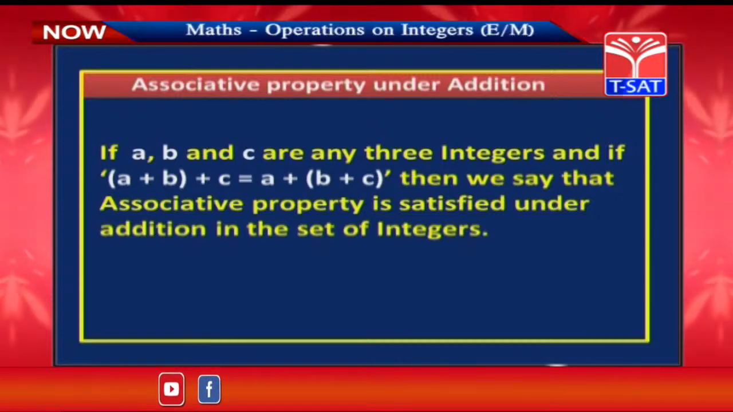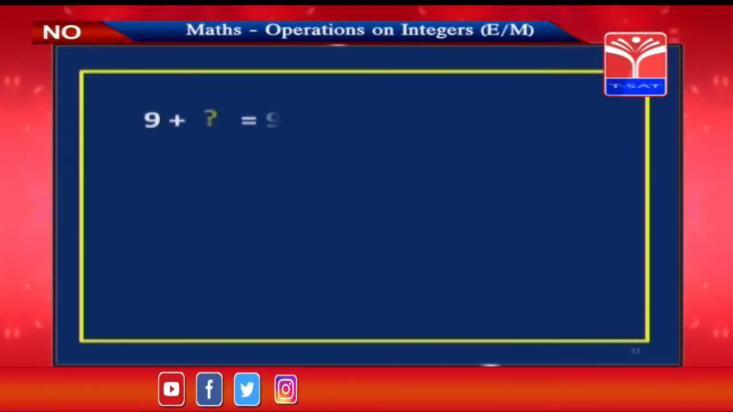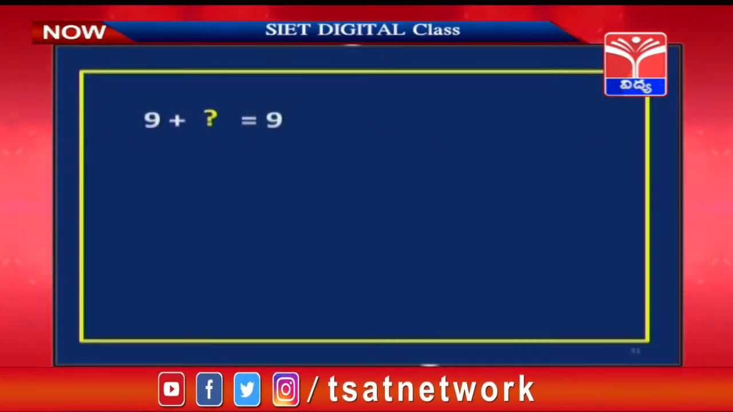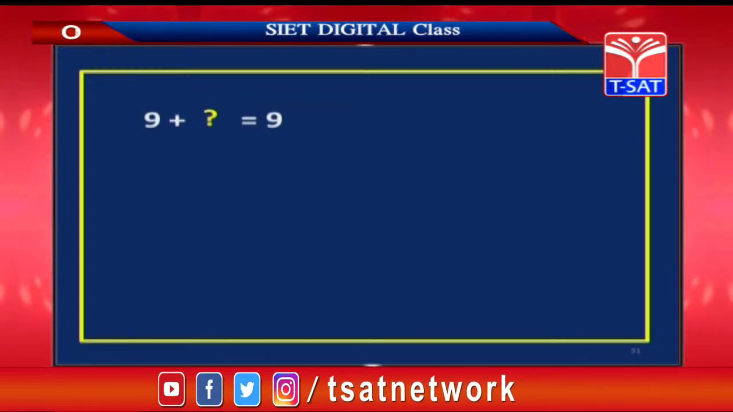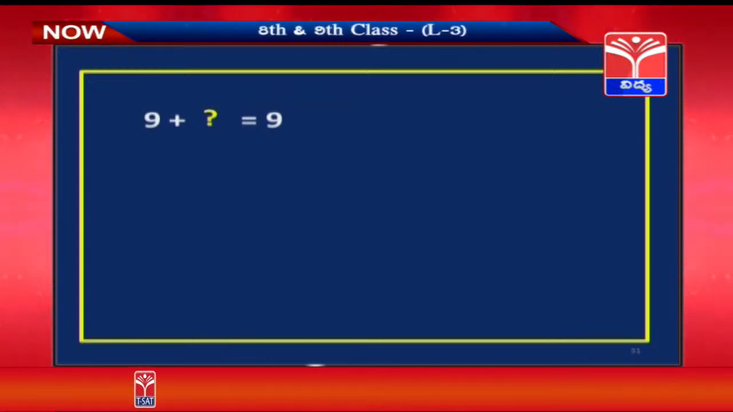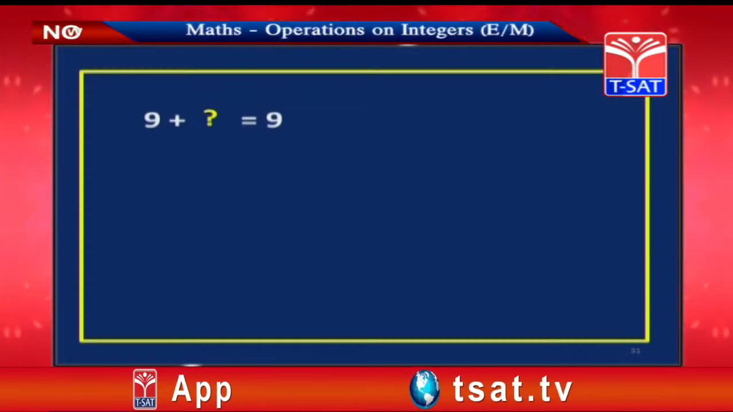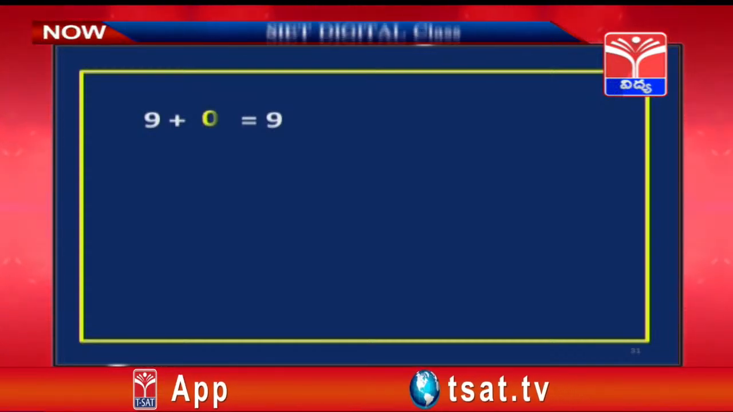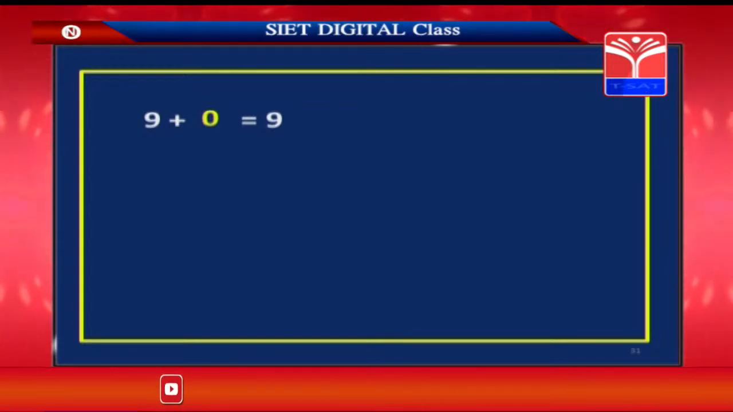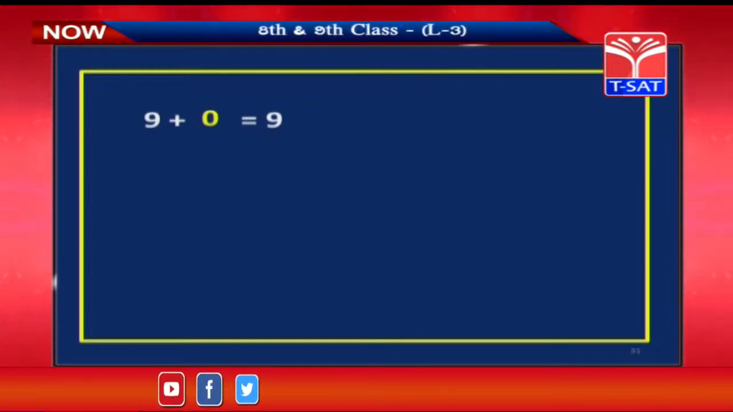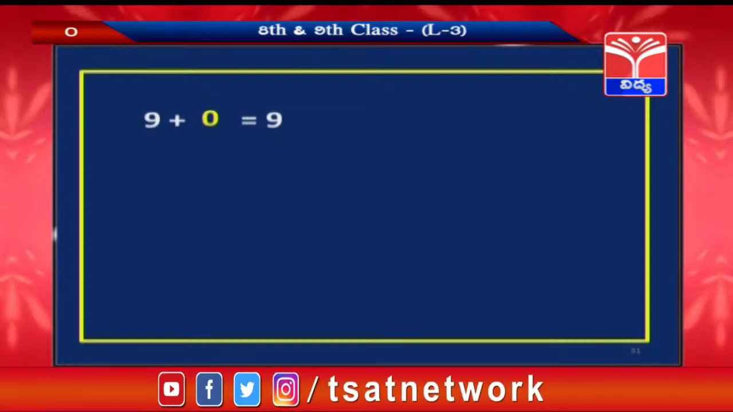Let us move on to our next property, children, now. Let us consider an example here. Children, 9 plus what number or what integer gives back 9? Can you guess the number, children? Yes, you are absolutely right, children. It is 0. That means when we add 0 to 9, you get back 9.